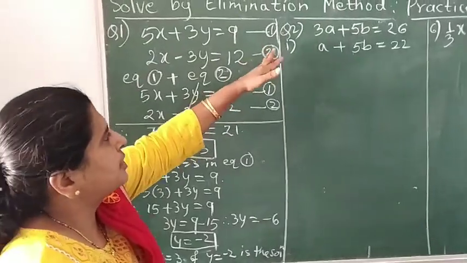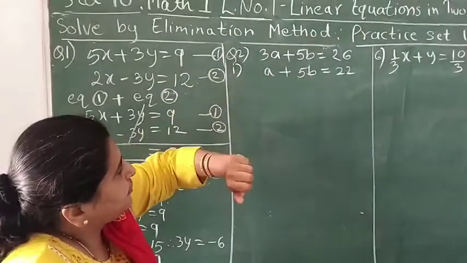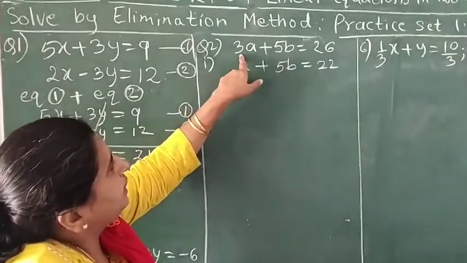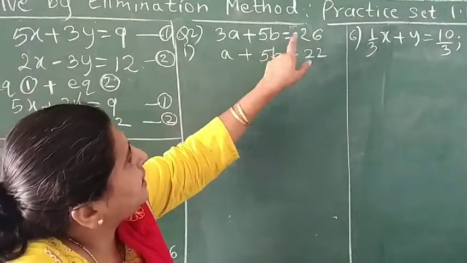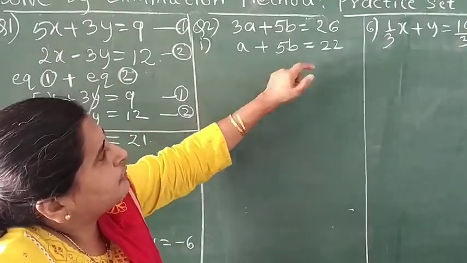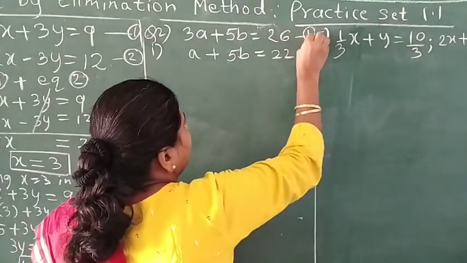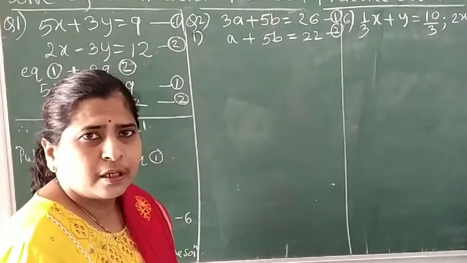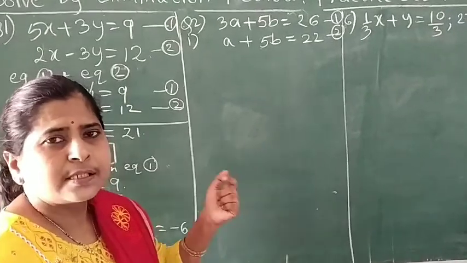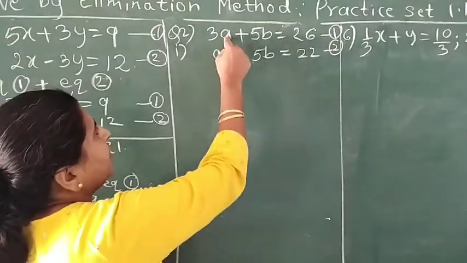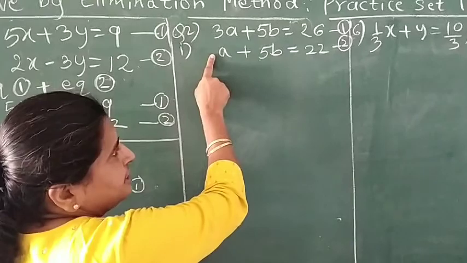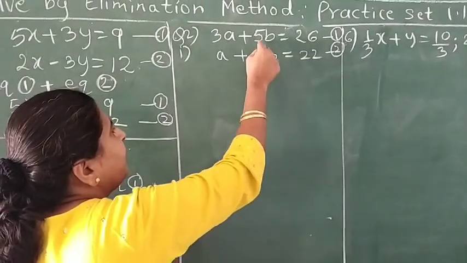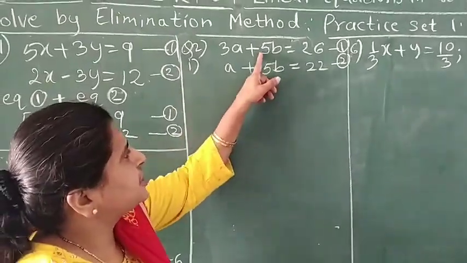Now let's go to question number 2 from practice set 1.1. This is the first sum of question number 2. Here we have been given 3a plus 5b is equal to 26 and a plus 5b is equal to 22. Let's say this is equation number 1 and this is equation number 2. Now again observe which variable has the same coefficient. If we are talking about a, the coefficients are 3 and 1, which are not the same. About b, it has 5 and 5, correct. So these two coefficients are equal.